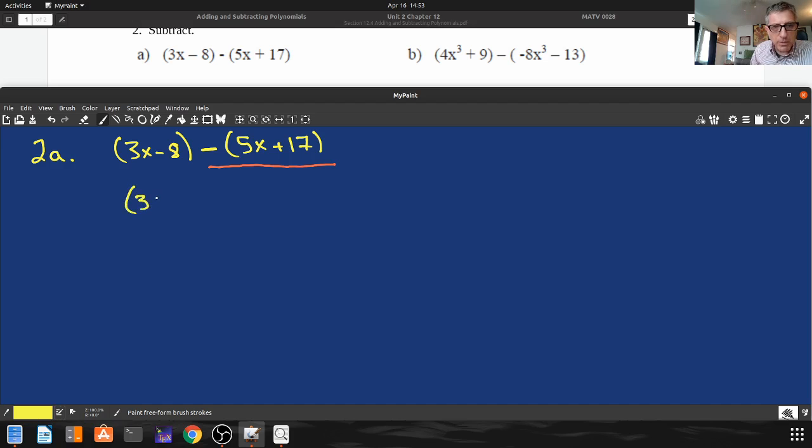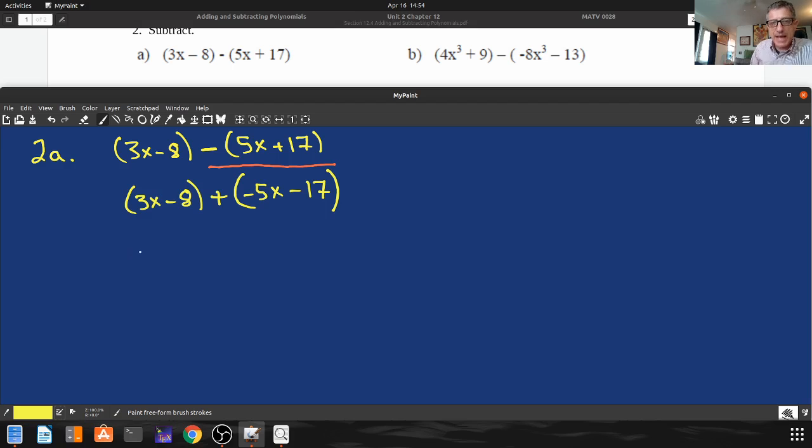And there's a lot of ways to do this. I'm going to change this to a plus. Then I'm going to write my parentheses there. And the price I have to pay is, I just ignore this minus right here. I just changed it to a plus. So the price you pay is you have to work on what's inside the parentheses. Each term inside the parentheses has to change its sign.